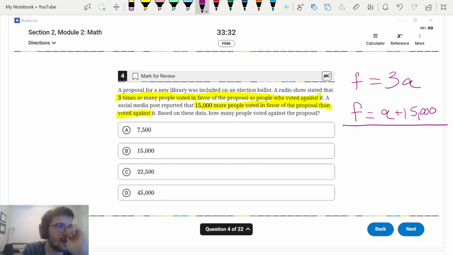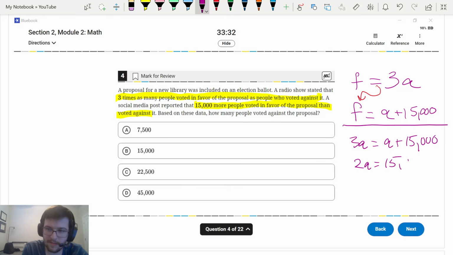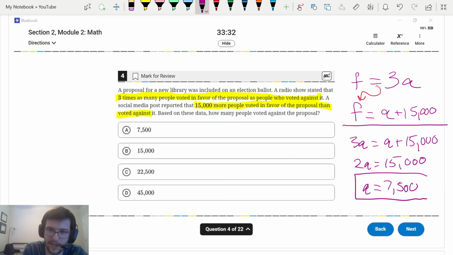Okay, we got both letters by itself, system of equations. We're going to substitute. If you wanted to, you could rename these to y and x, put it in Desmos. So 3a equals a plus 15,000. Let's subtract a from both sides. We get 2a equals 15,000. And now we're going to divide both sides by 2, and we get a equals 7,500. And the question's asking how many are against. So that's our answer, 7,500. Great.